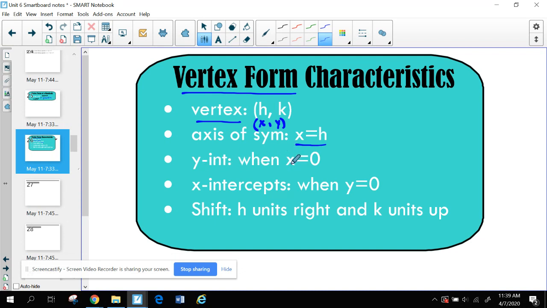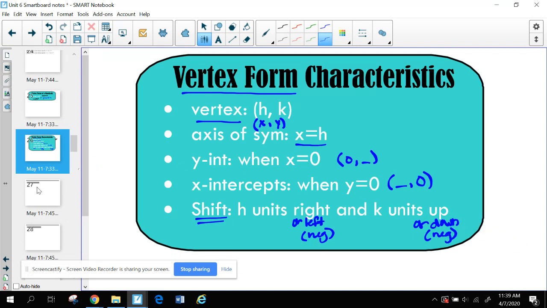Your y-intercept is still going to be wherever x equals 0, so it's always going to be 0, comma something, that we fill in. X-intercepts now are always going to be something, comma 0. And we do talk about something called the shift. Originally, we talked about how parabolas are all transformed from the original y equals x squared. So now the vertex is just describing that shift. So it's h units right or left if it's a negative number, and k units up or down if it's a negative number.